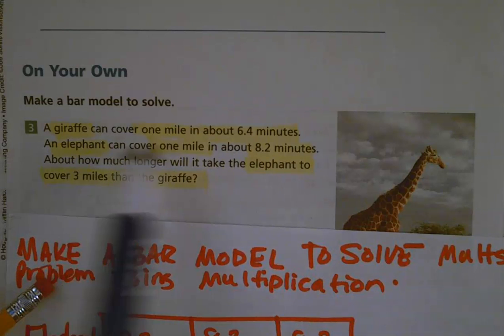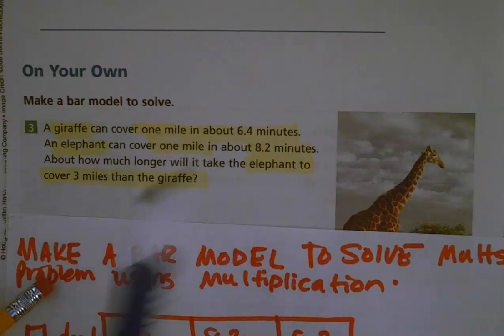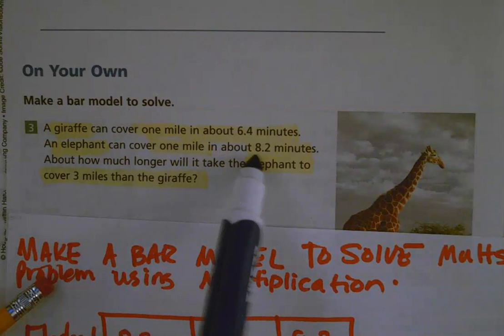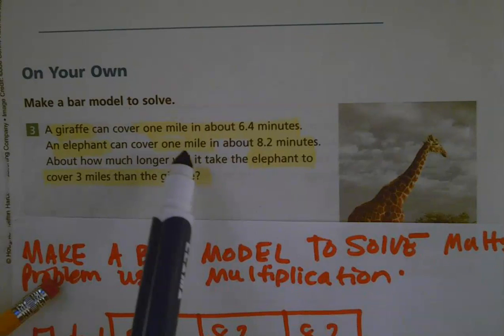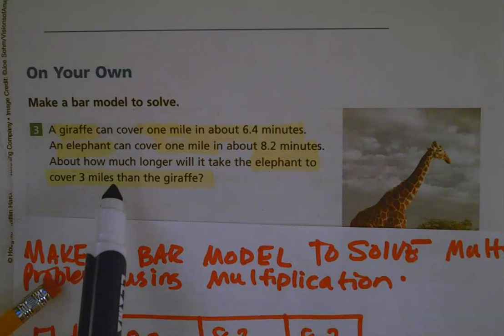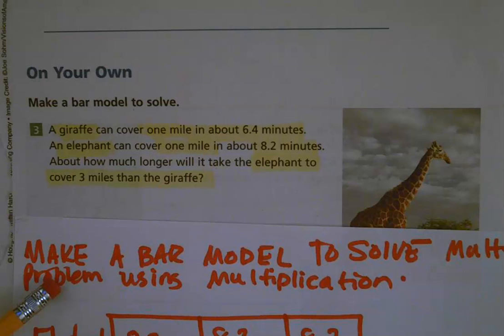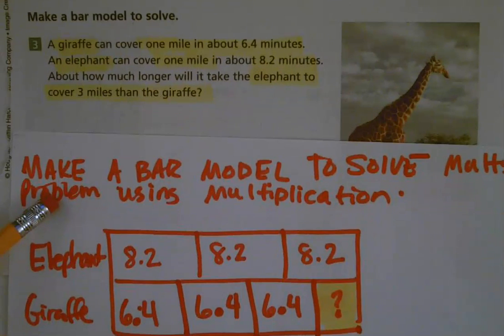Well, I know a giraffe can cover 1 mile in 6.4 minutes, and an elephant can cover it in 8.2 minutes, the same distance, 1 mile. But I want to know, how far will they go? If they go 3 miles, how much time will it take to cover 3 miles? And so I'm going to represent that in this bar model.